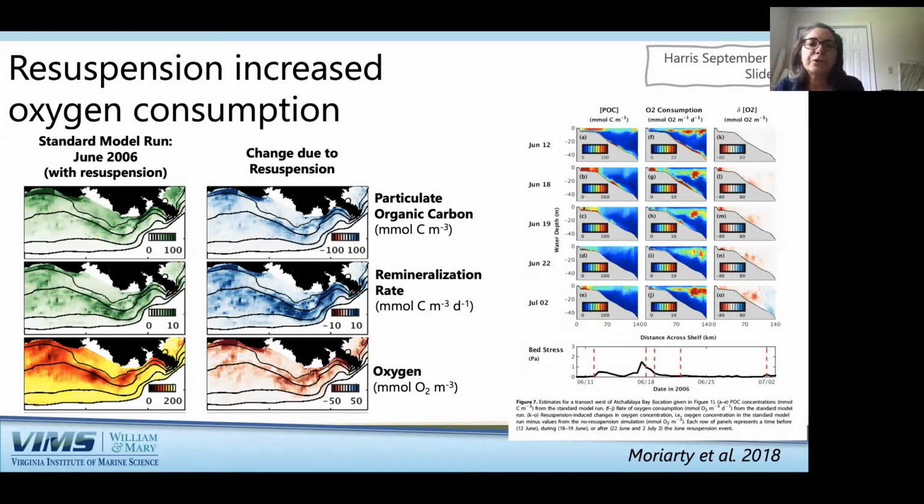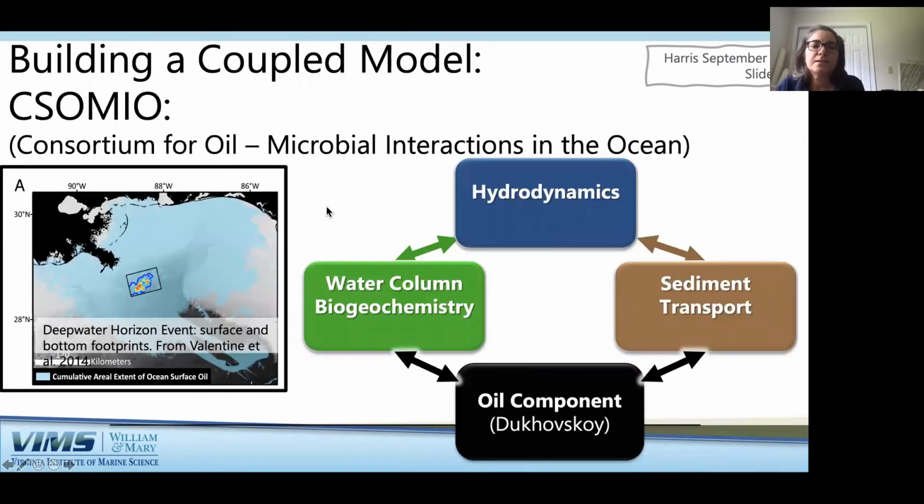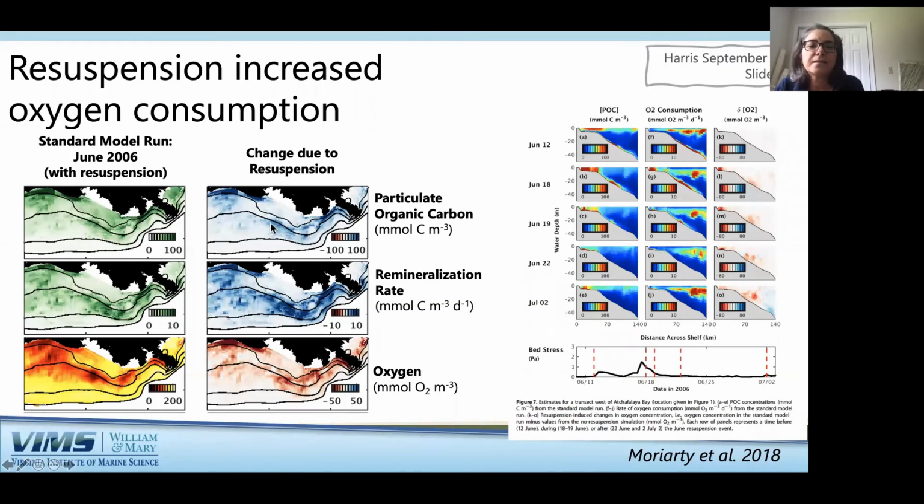And then the panels here show the difference between the model that had resuspension and the model that didn't. Wherever it's blue, that means the model that had resuspension had more of that stuff in the water column. Where it's red, that means that resuspension reduced the amount of that stuff in the water column. So what we see is that resuspension increases the amount of organic carbon and increases the remineralization rate, which then acts to decrease the amount of oxygen in the water and exacerbates hypoxia.